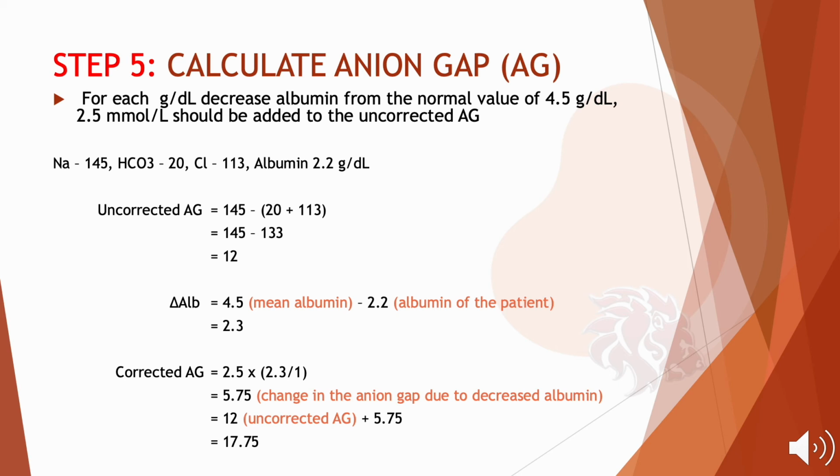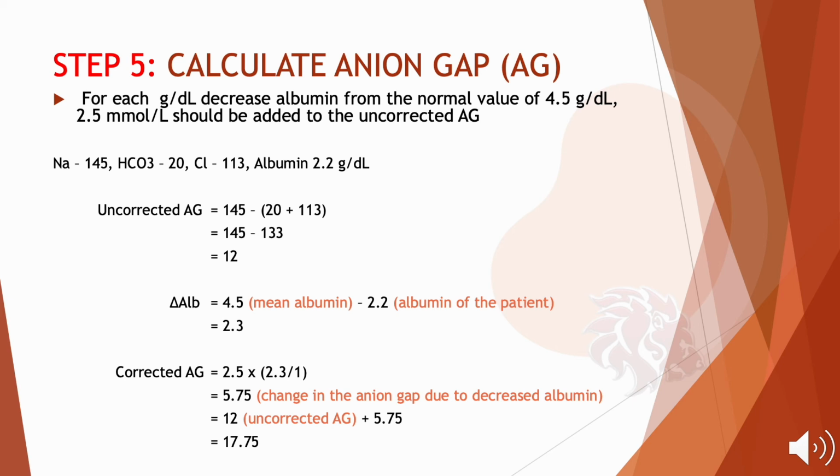As an example, we have a patient with a sodium of 145, bicarbonate of 20, chloride of 113, and albumin of 2.2 grams per deciliter. Computing for the uncorrected anion gap, 145 minus the quantity 20 plus 113 will give us 12. If we're going to peg it to the normal value of the anion gap, it is normal. However, there is a decrease in the albumin.